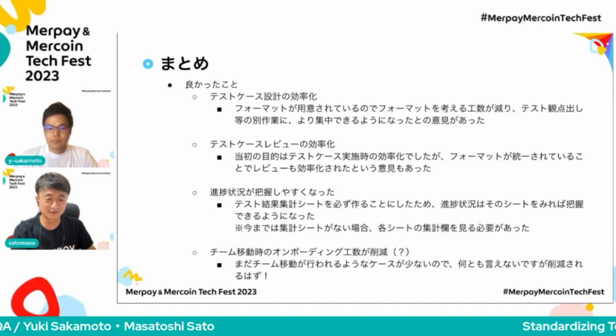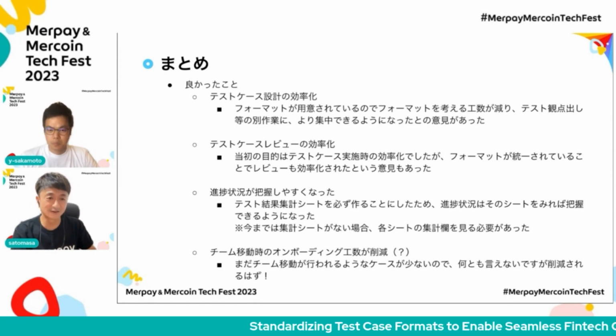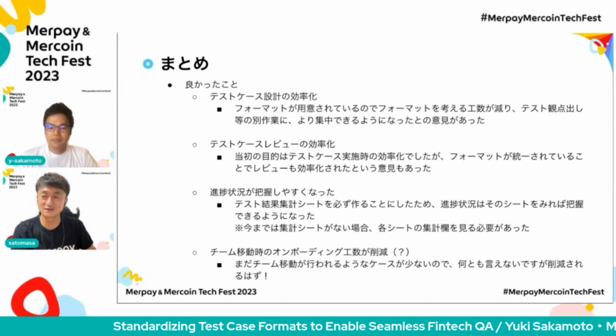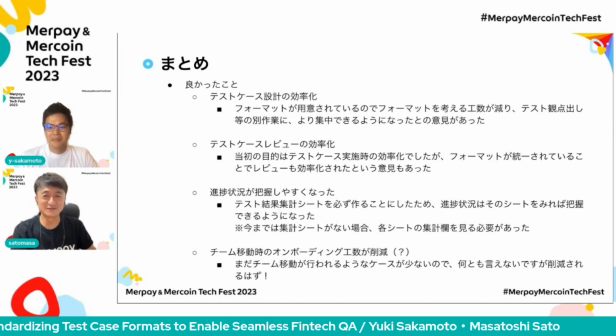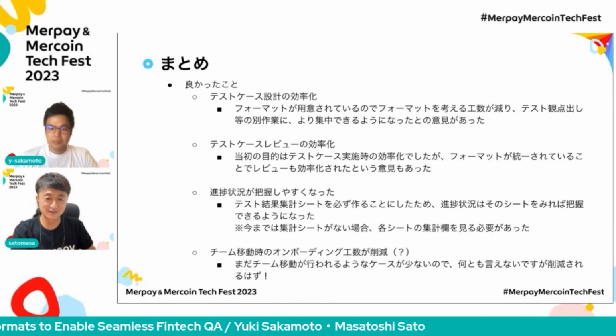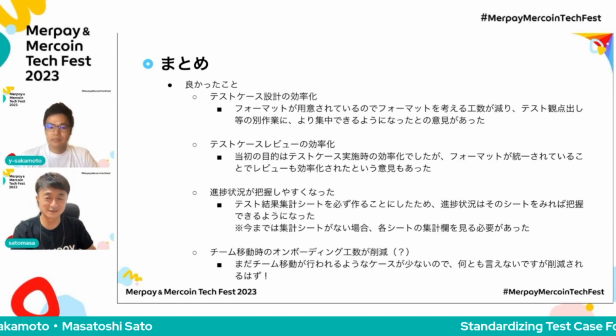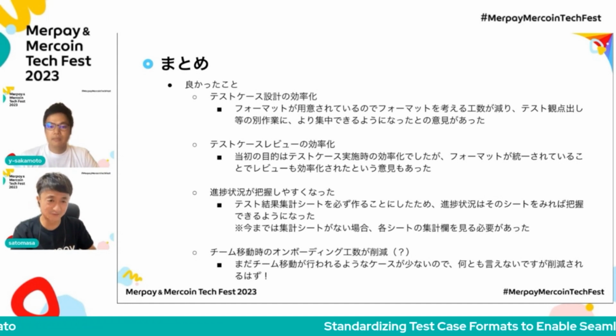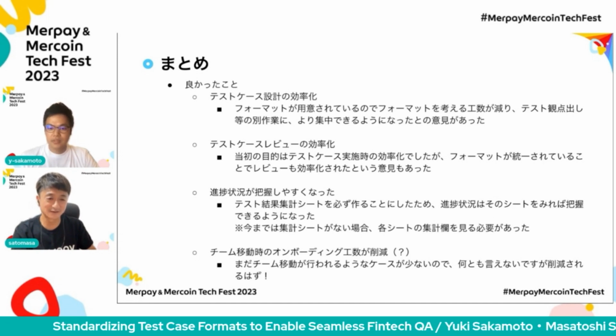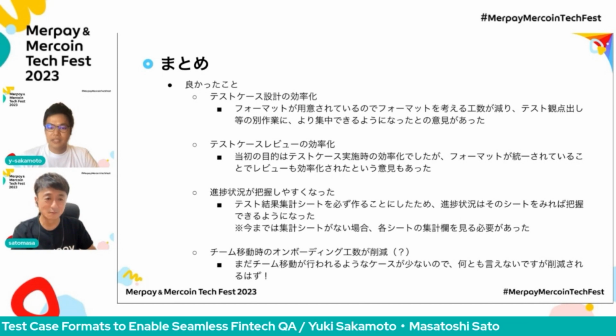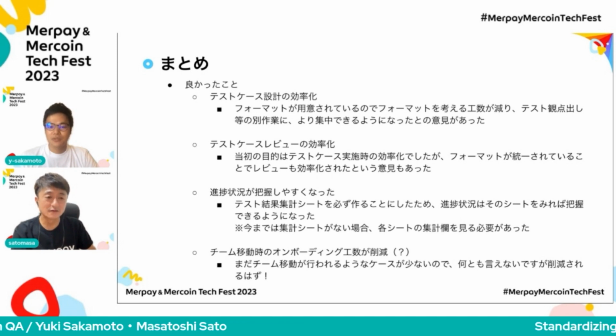Yes, and also we were able to understand the progress better. Until now, when we wanted to check the progress, I would have to go through different sheets to understand. But this time, we created this test result aggregation sheet. So once I can refer to the sheet, it was easier to understand the progress. So I thought this was quite good. Yes, I agree. And I asked the partners, but because the format is standardized, we could understand the progress at a glance, and that was helpful.